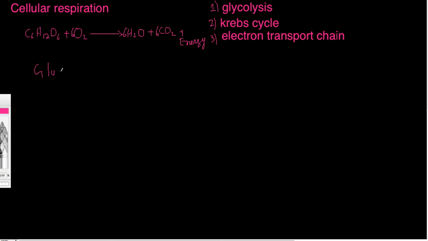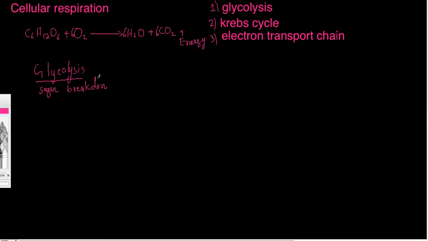Now, glycolysis is a really simple process and it's really easy. You can get an idea just by looking at the word: glyco is derived from glucose, which means sugar, and lysis means breakdown. It means to break down glucose. So you're basically splitting glucose into halves.